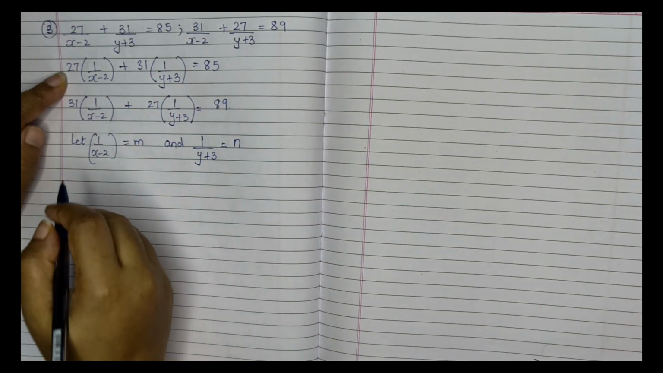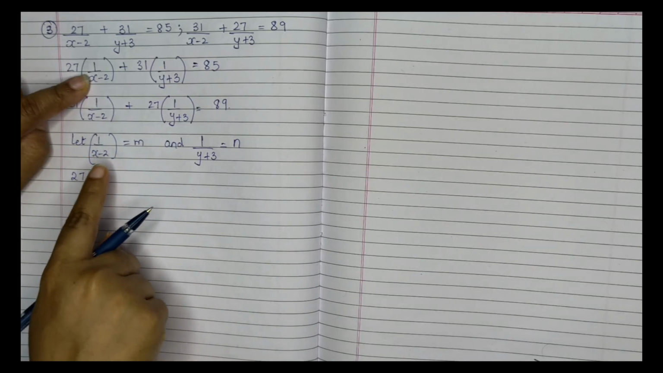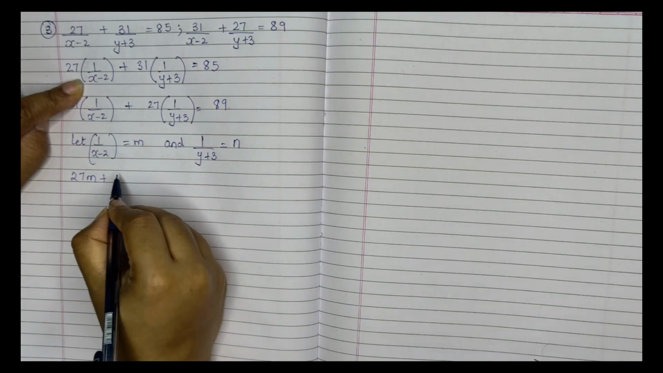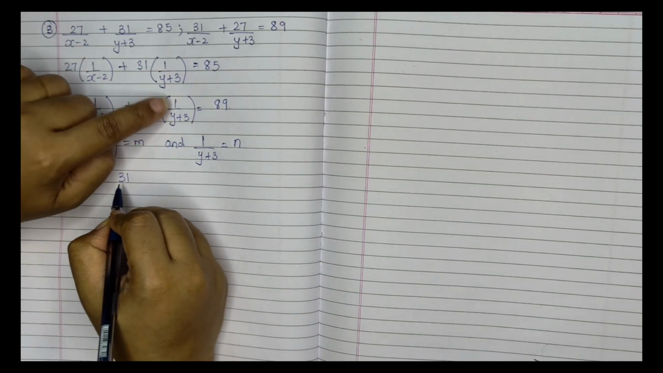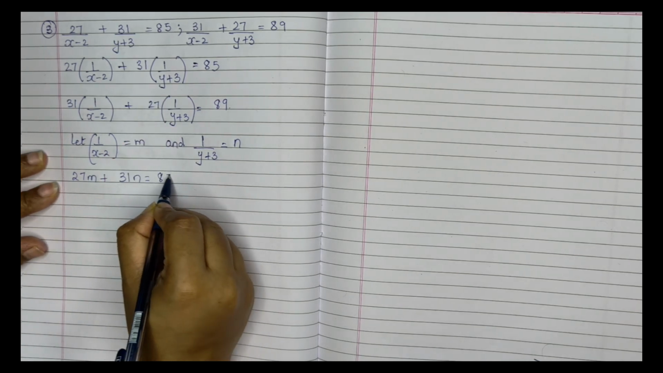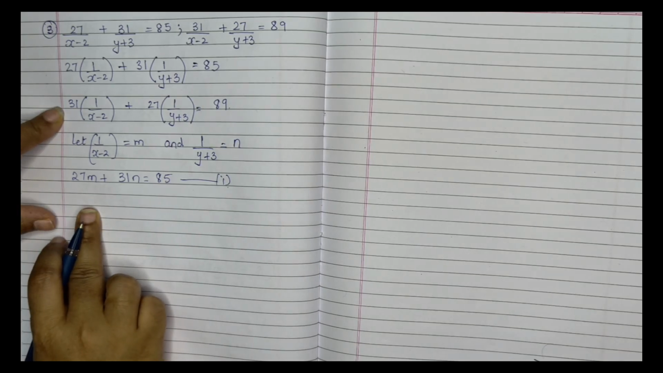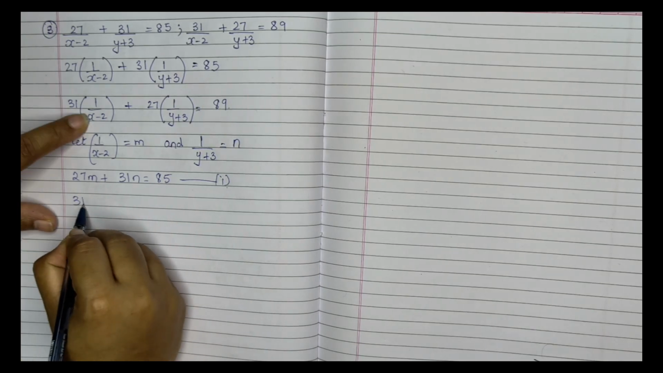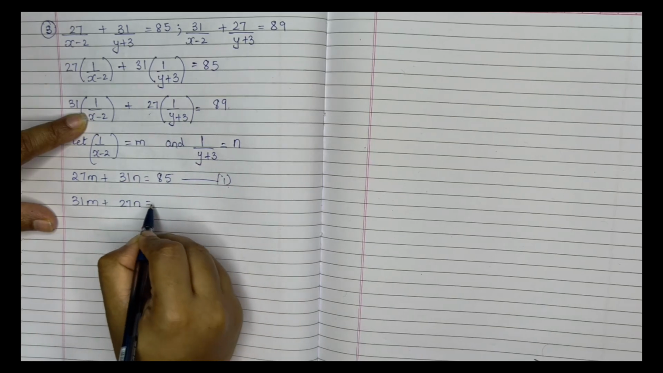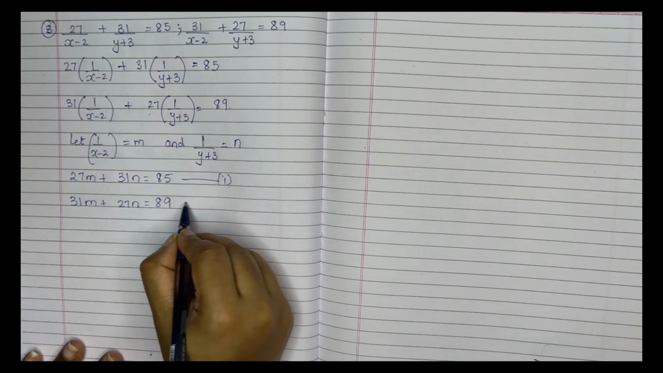So we get 27. 1 upon x minus 2 was m, so 27m plus 31, 1 upon y plus 3 is n, so 31n is equal to 85. This is your first equation here. Now see the second one over here, 31, this is our m, plus 27n is equal to 89. Understood? This will be our second equation.